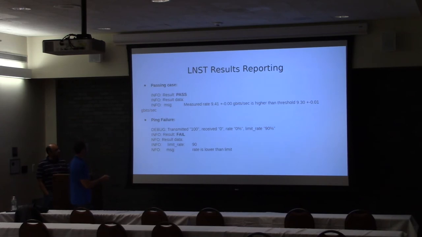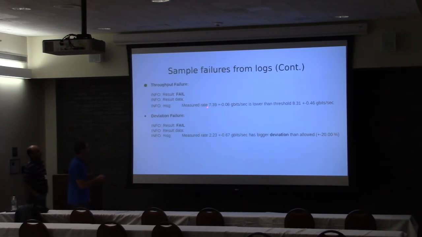Then we'll talk more on the failures. If it fails for a throughput reason, where this one was less than the baseline, it tells you. And the second failure is, for example, the standard deviation allowed in our test has to be within 20% of the measured throughput. The next slide will give a more visual idea about how the deviation failure looks.